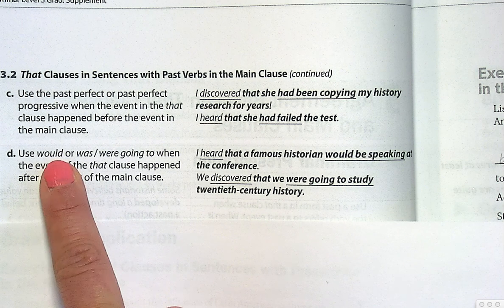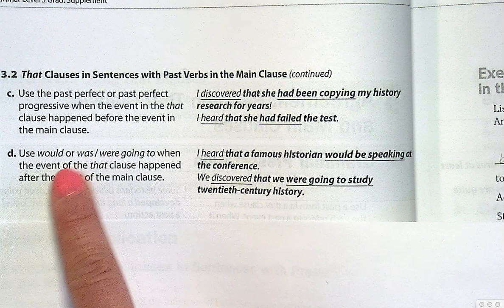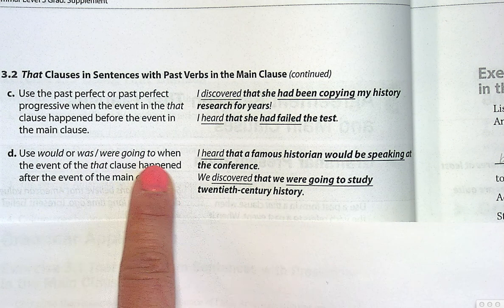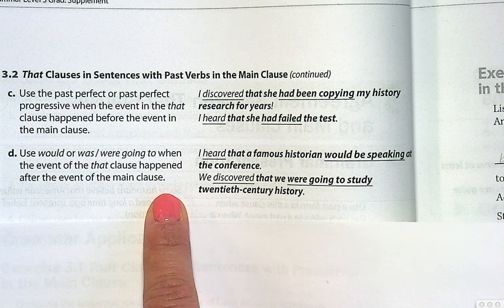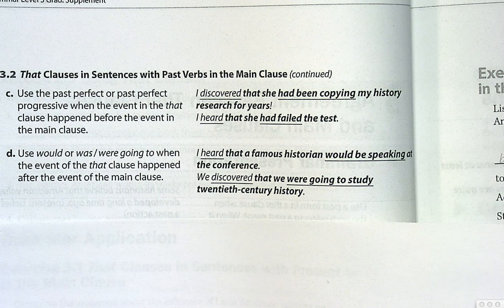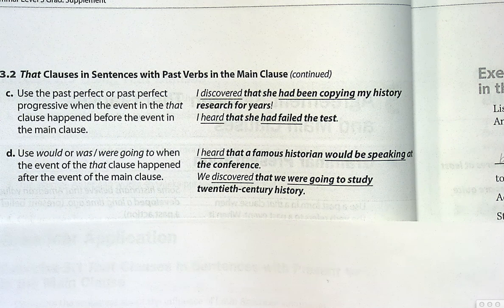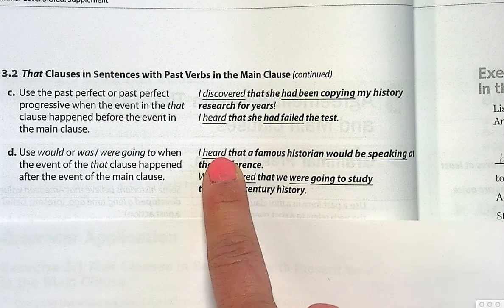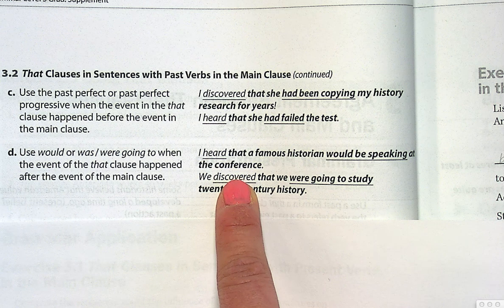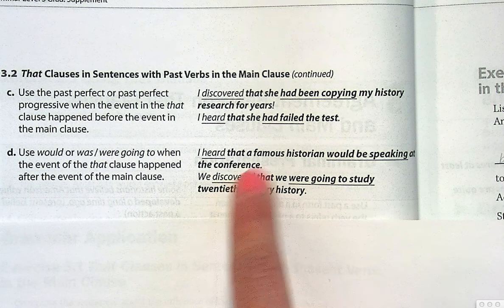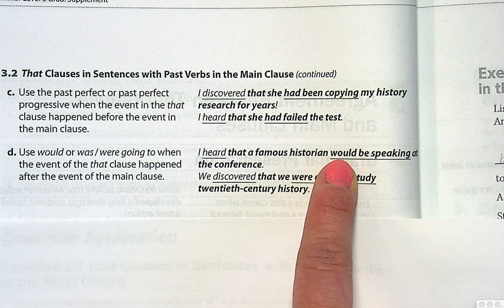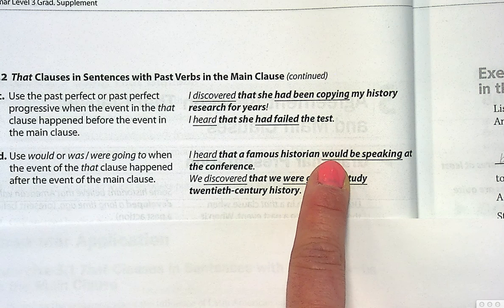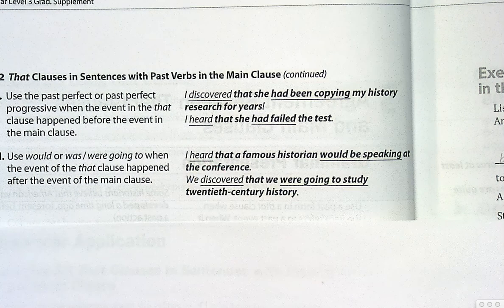Use would or was going to when the event of the that clause happened after the event in the main clause. This is similar to the use of will in our noun clause when we have present tense in the main clause. However, if we have our main clause in the past tense, we cannot use will. We cannot use future. We must use the past form of will. This expresses future, but it's future from the past, not future from now.